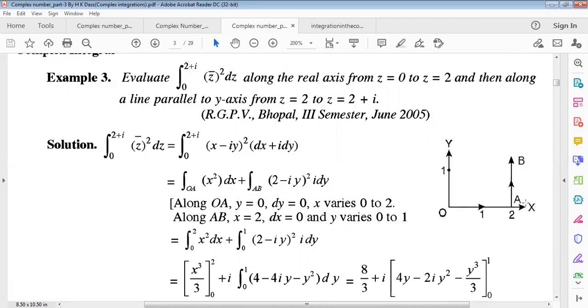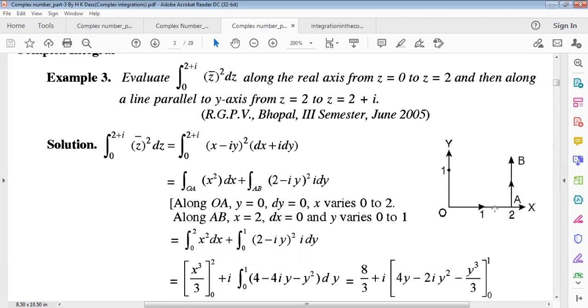Y equals 0. This is the O point (0, 0), and this is the A point. This is the AB length, this is the x-axis, and this is the y-axis. But the integral limit is 0 to 2 plus i. Remember it. And the real axis, z equals 0 to z equals 2. Okay, this is the real axis.